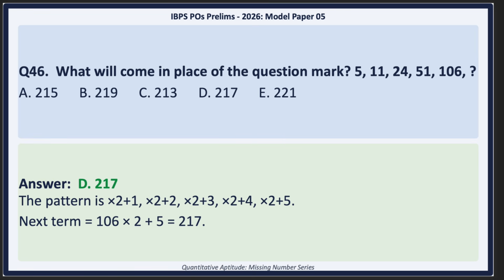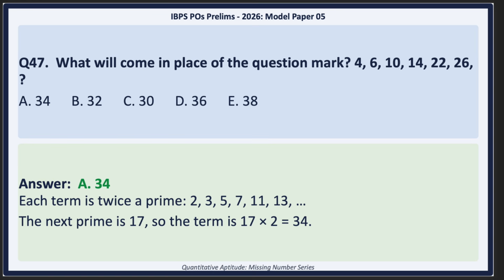Let's test your skeleton key on question 46 first. The series is 5, 11, 24, 51, 106. Okay, so if you look at the operations here, it's multiplying by 2 and adding an increasing integer. So 5 times 2 is 10, plus 1 is 11. Then 11 times 2 is 22, plus 2 is 24. Exactly. So following that, 106 times 2 is 212, plus 5 gives you 217. Nice.